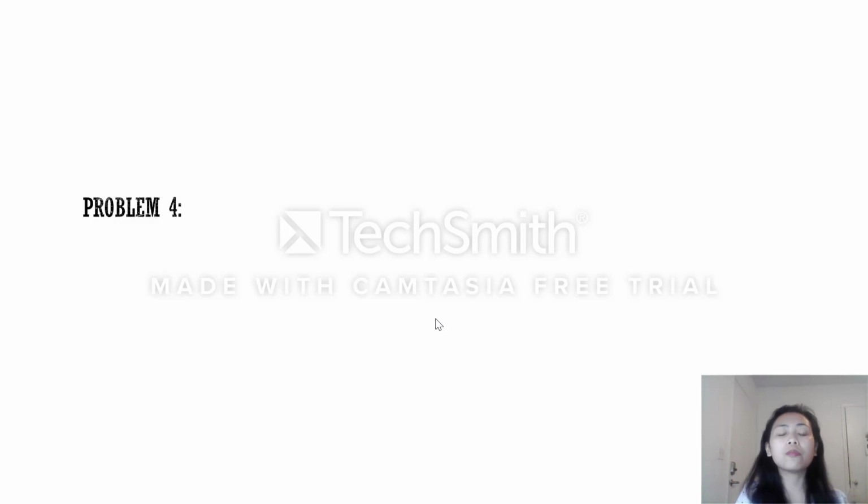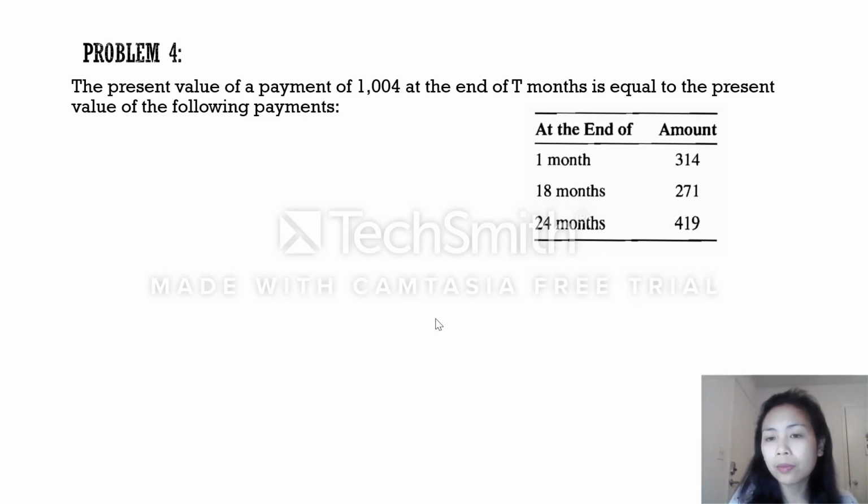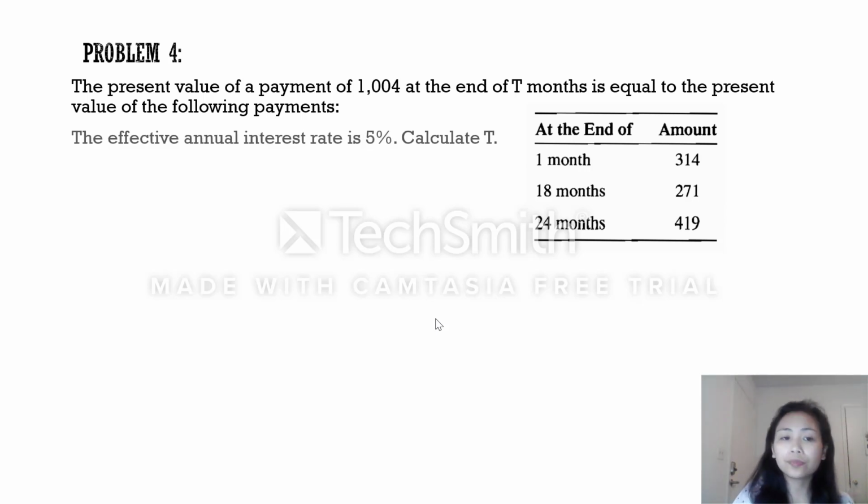Now we go to problem number 4. The present value of a payment of $1,004 at the end of t months is equal to the present value of the following payments. Here we use months, not years, so pay attention to the time. So we have 3 scheduled payments. 1 month from now we have to pay $314. 18 months from now we need to pay $271. 24 months from now we have to pay $419.